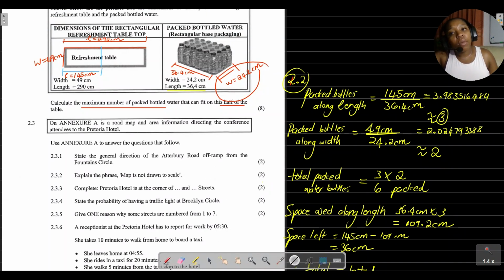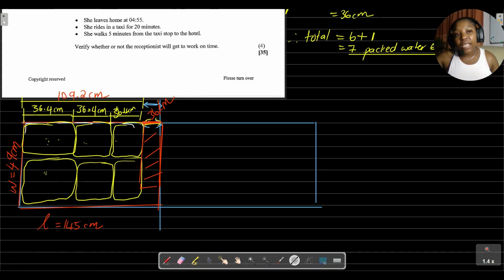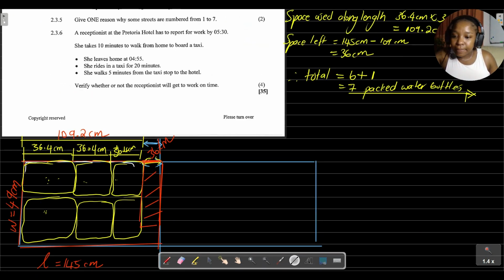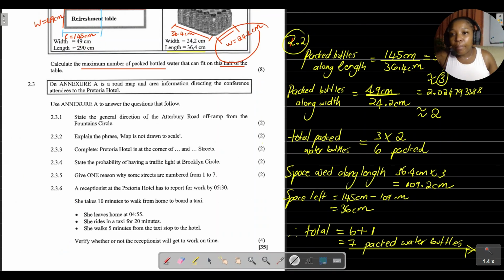What would be the maximum? Okay, if they didn't put the maximum there, we're just going to stop at 6. But because they put the maximum there, we want to maximize the amount of packed water bottles that we can actually fit into that table. So you need to think along these lines. Okay, good. And we are basically done.